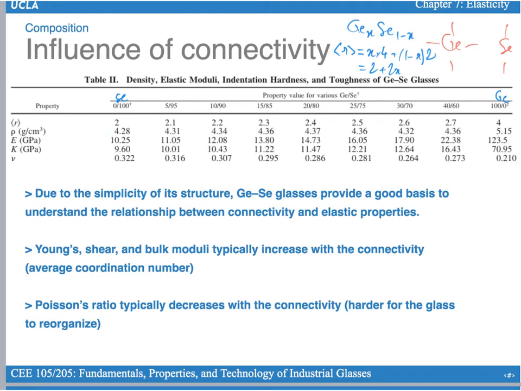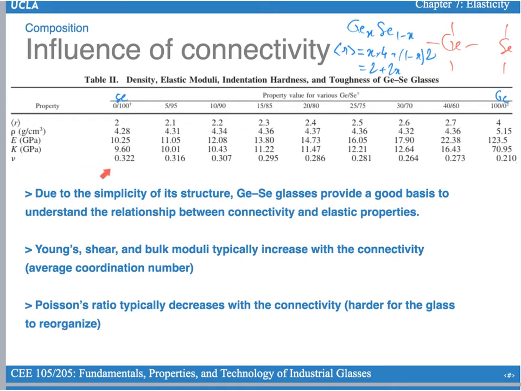So in this case, what you can see is that the higher the connectivity, so the higher the coordination number, the higher will be first the Young's modulus. So here you can see the Young's modulus. The Young's modulus is increasing from around 2 gigapascal up to a very large value of more than 100 gigapascal for pure germanium. And in between, the Young's modulus is just gradually increasing. Same thing for the bulk modulus. The bulk modulus goes from around 9, 10, again increasing as you increase more and more the fraction of germanium, and again becomes very large for pure germanium.